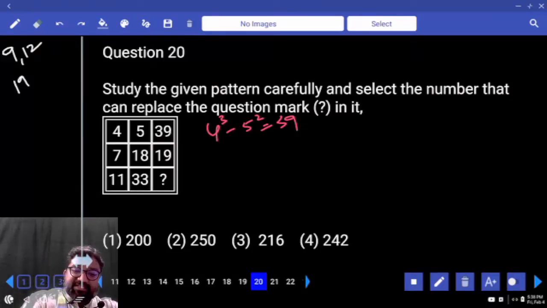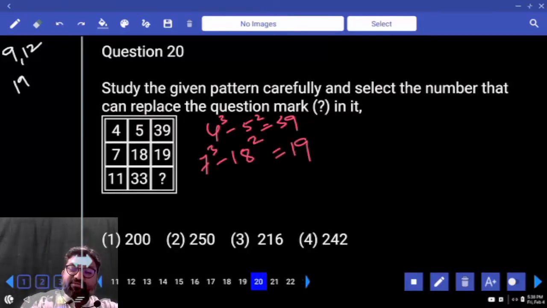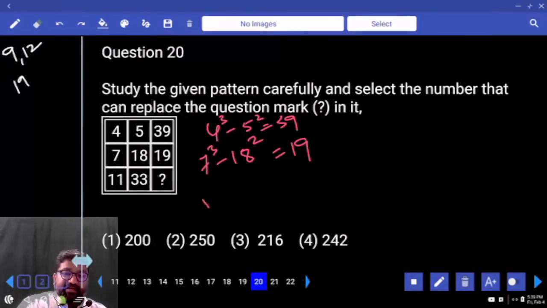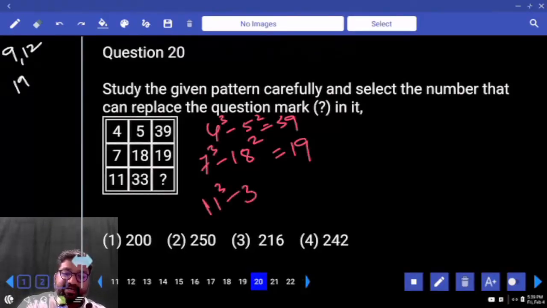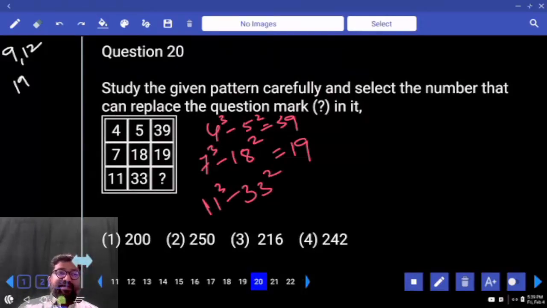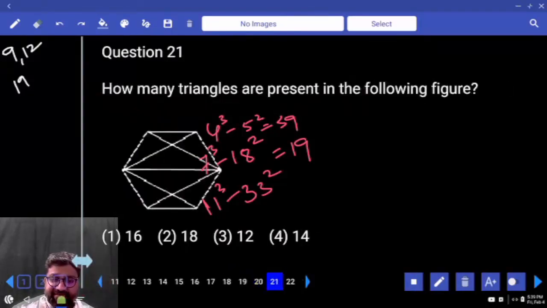Next. 7 cube minus 18 square is equals to 19. 7 cube 343 minus 324. 343 minus 324 is 19. Similarly, this is 11 cube minus 33 square. 11 cube 1331. 33 square 1089. Your answer should be 242. Clear? Yes or no? Let's go for the next question, 21.